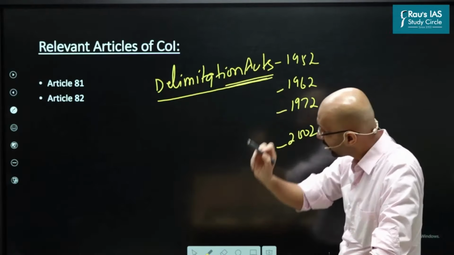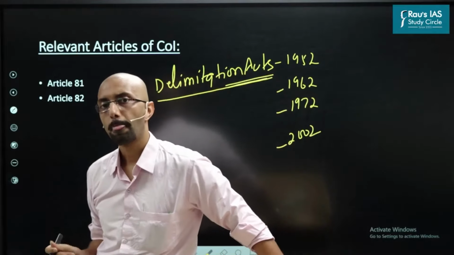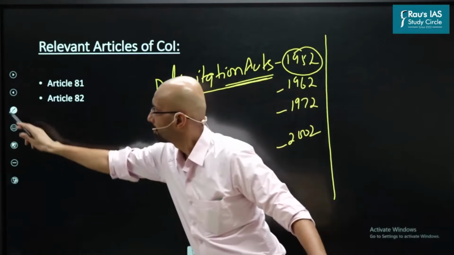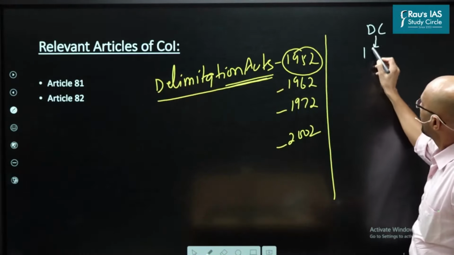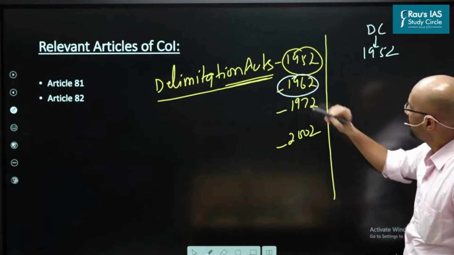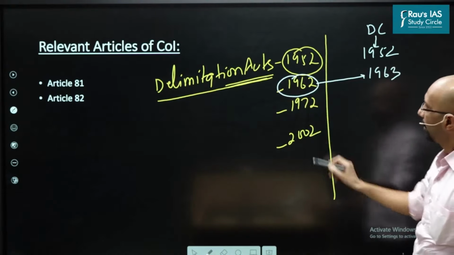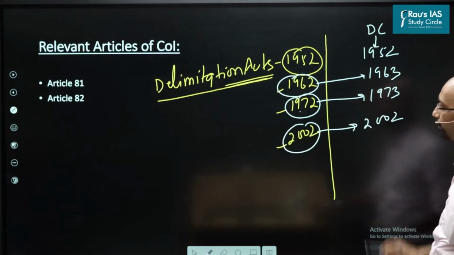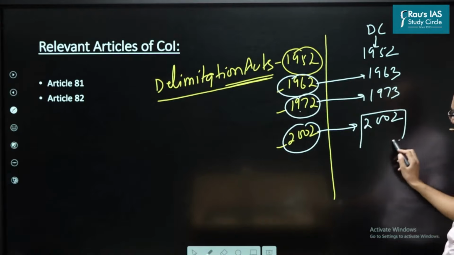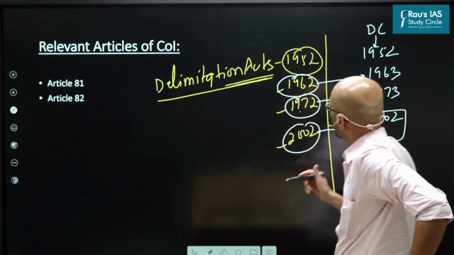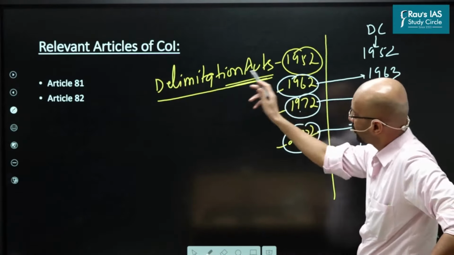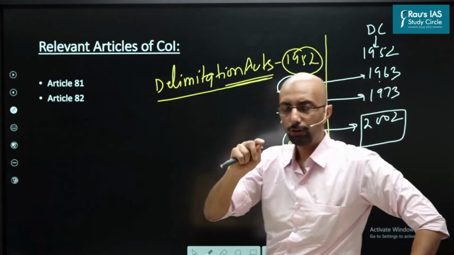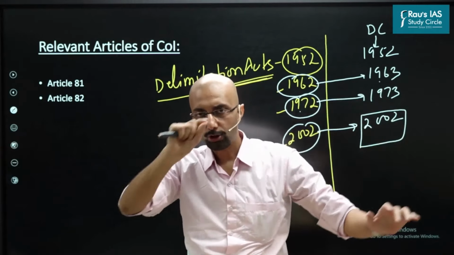Under these acts, the central government has the power to establish a commission called the Delimitation Commission. So under the first act, a Delimitation Commission was set up in 1952. Under the second act, a Delimitation Commission was set up in 1963. Under the third act, a commission was set up in 1973. And under the fourth, we have another Delimitation Commission in 2002. So the last Delimitation Commission was 2002. One more thing, I hope you have realized that after every census, we pass a new Delimitation Act, under which the central government will establish a Delimitation Commission, and that commission will do the job of allocating seats to all the states and drawing the boundaries of the constituencies.